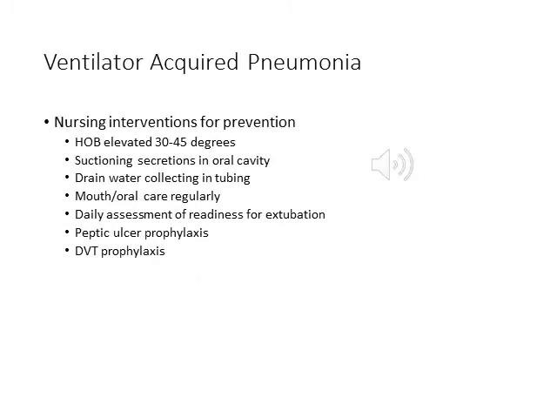Okay, so ventilator-acquired pneumonia, or VAP. This comes from the IHI, or Institute for Healthcare Improvement bundle. Things you need to make sure that you know to prevent ventilator-acquired pneumonia. Head of bed must be elevated 30 to 45 degrees unless it's medically contraindicated. Suctioning secretions in the oral cavity, or subglottic suctioning, it's called, is making sure that you're getting all the excess saliva out of the oral cavity. We want to prevent buildup of secretions.